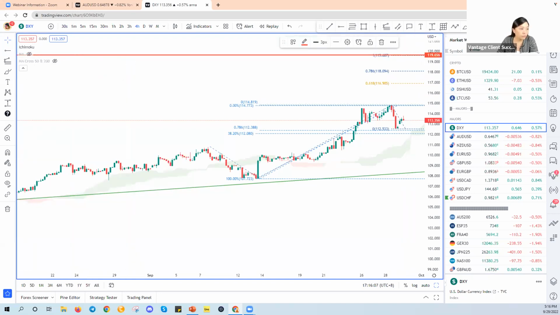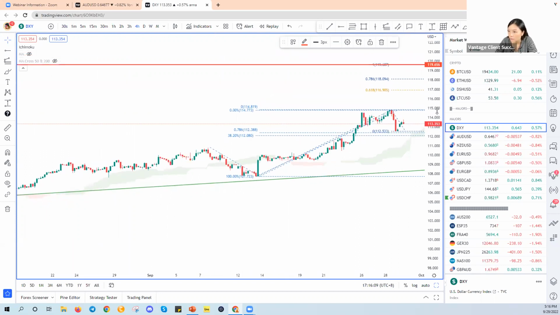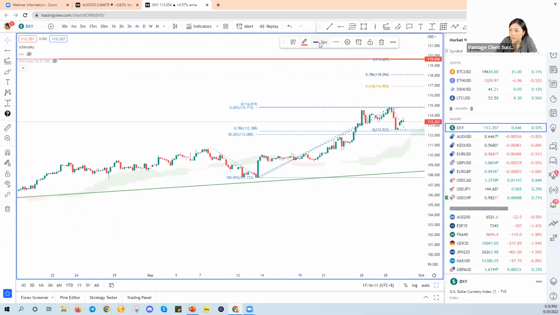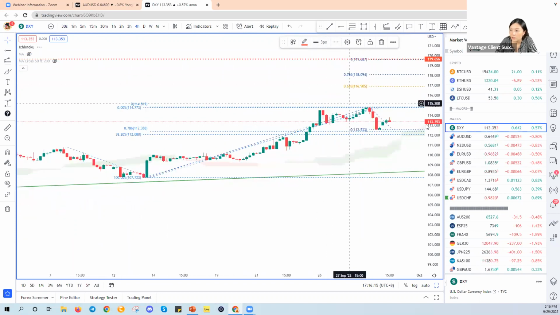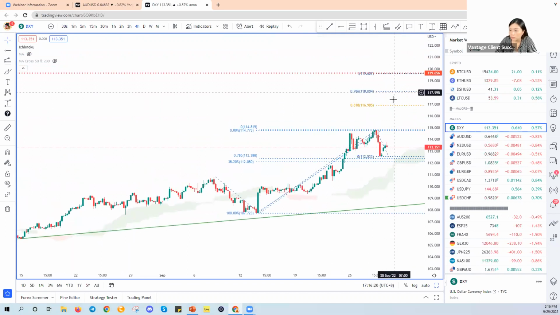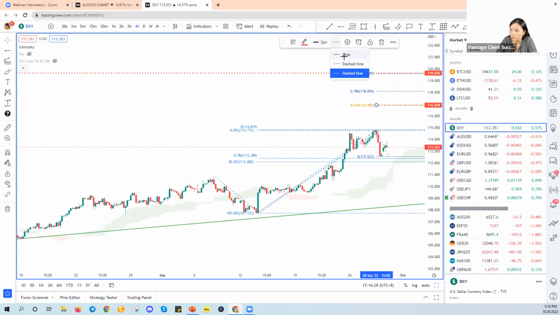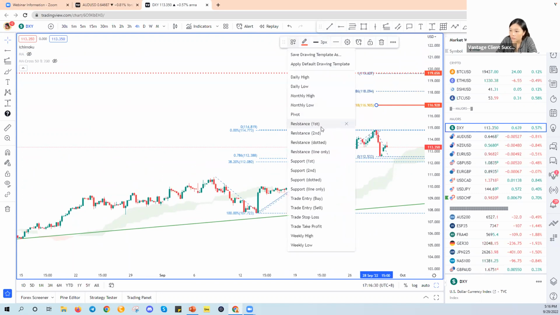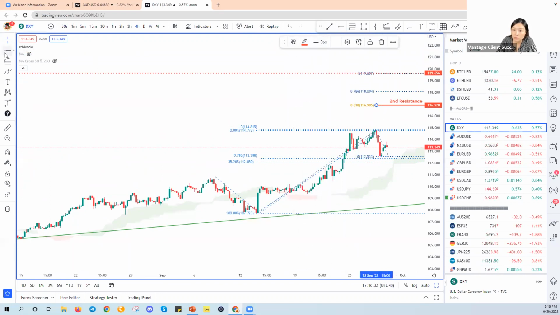So what I'll do is, let me just put this as dotted. That's if a very strong bullish momentum breaks these two levels of projection, then we can consider that it might touch this level. So the nearest level that I will put would be my second resistance, because the first would be here, obviously. This was the previous swing high.